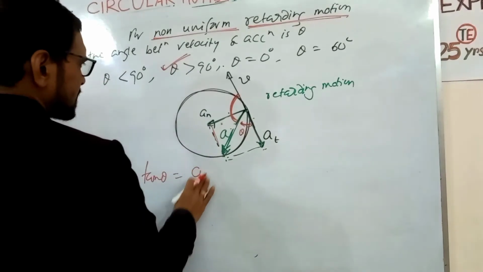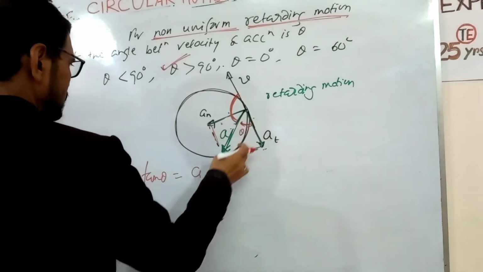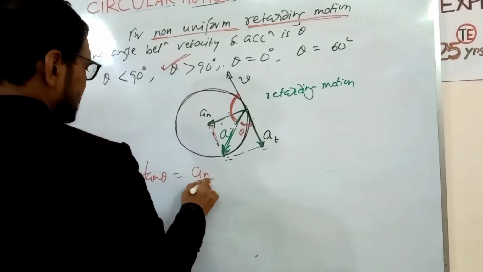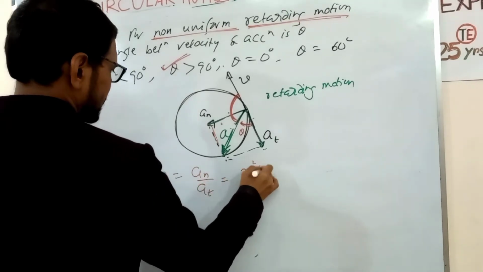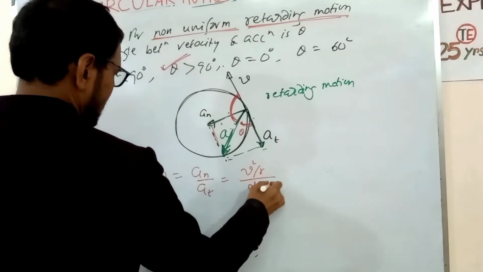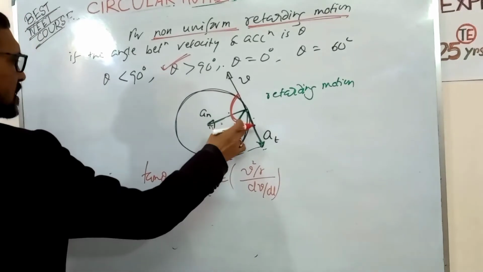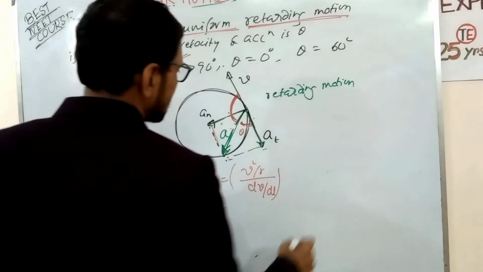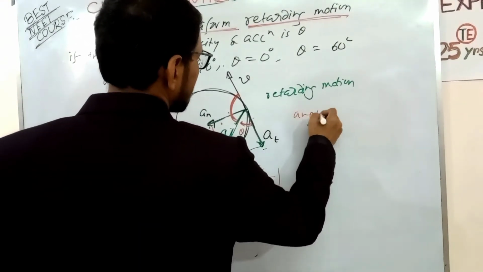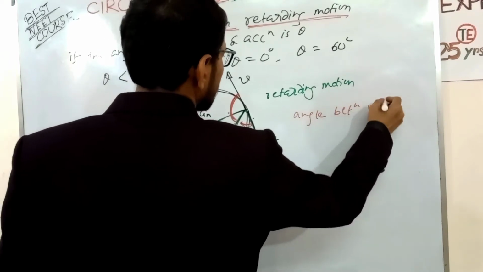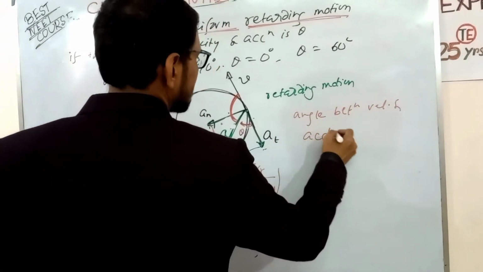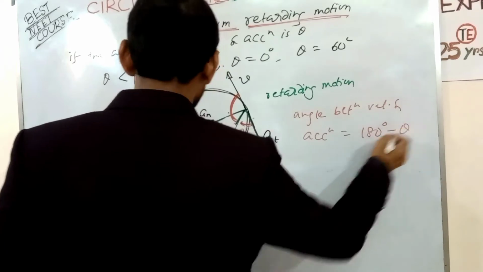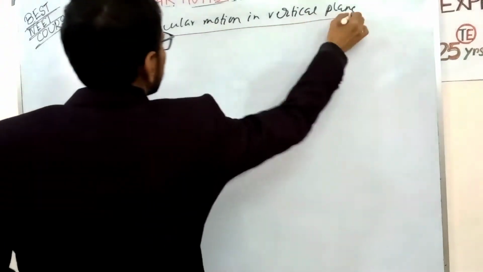Now what is the tan theta? Tan theta equal to perpendicular by base, that is an by 80, which is equal to v square by r by dv dt. So if this angle we get theta, then the angle between velocity and acceleration is 180 degree minus theta, where theta is in vertical plane.